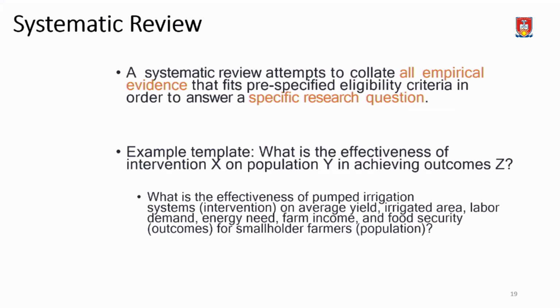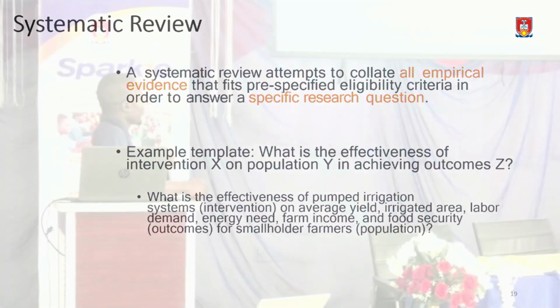So a template of an example of a question that a systematic review would look into is maybe: what is the effectiveness of a certain intervention X on a certain population Y in achieving a certain outcome Z? So for instance, that's what we have down here. What's the effectiveness of pump irrigation system on average yield, irrigated area, labor demand, and all that for smallholder farmers?